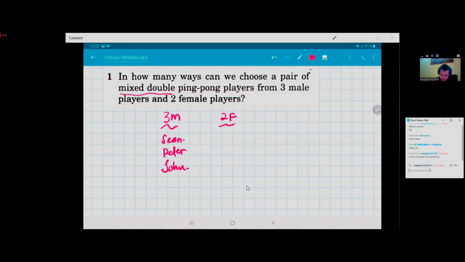So females, let's say we've got Samantha, let's call her Sam for short. And the other one is, let's say, Celine maybe. So these 2 girls. Now, if I want to form a mixed doubles pair, for example, Sean will pair with Samantha, that is 1 pair.